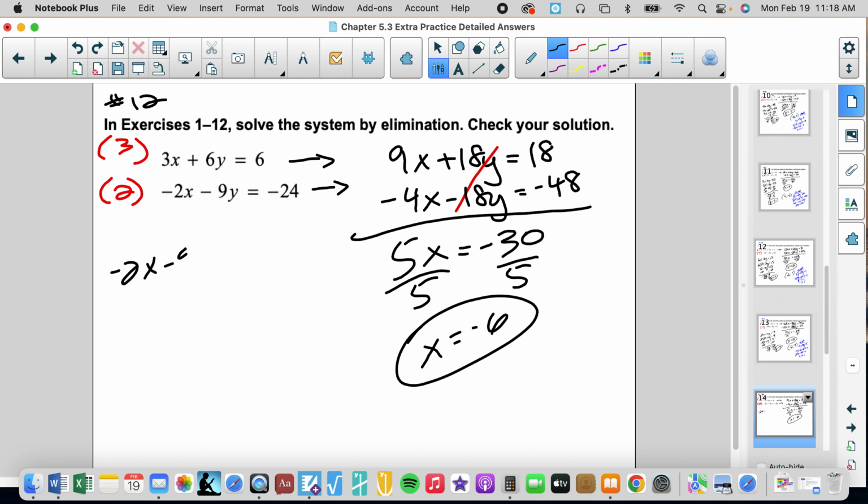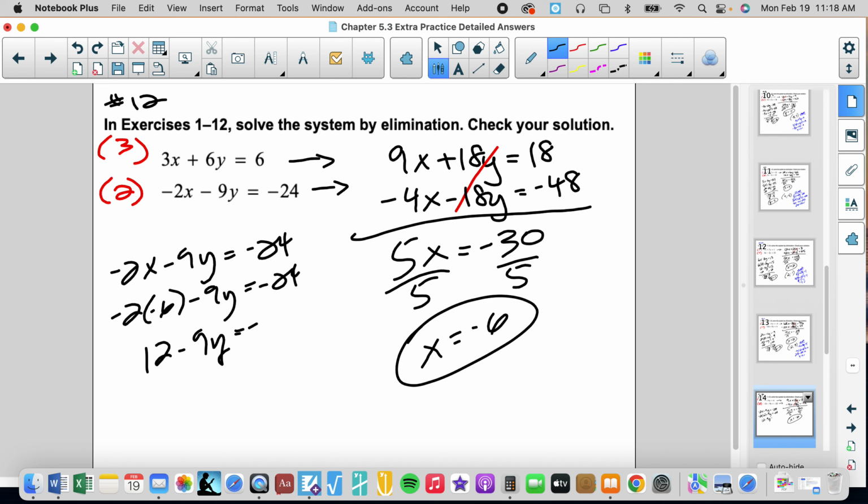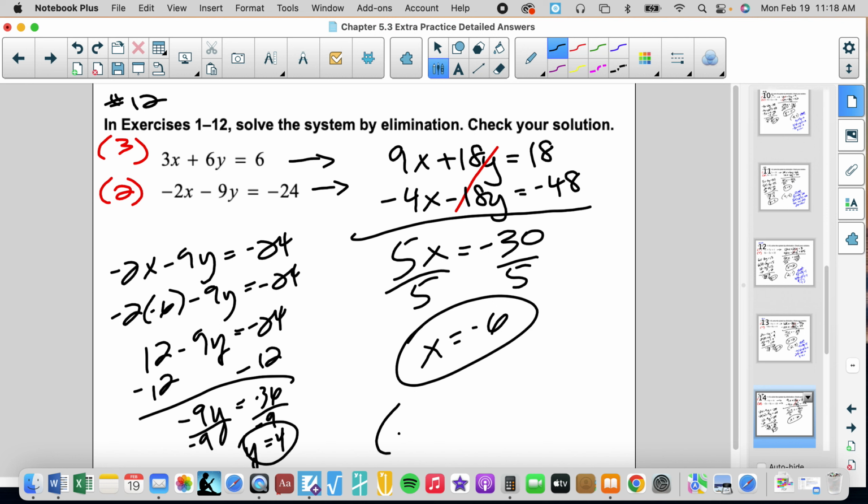Negative 2x minus 9y equals negative 24. Plugging in negative 6 for x. Negative 2 times negative 6 is 12, minus 9y equals negative 24 minus 12. Negative 9y equals negative 36. Divide by negative 9, y equals 4. So my solution is negative 6, 4.